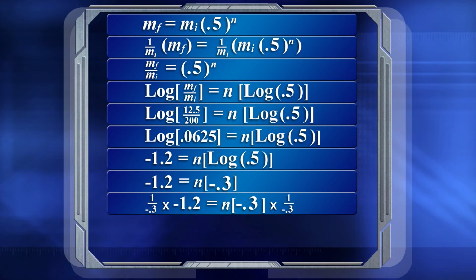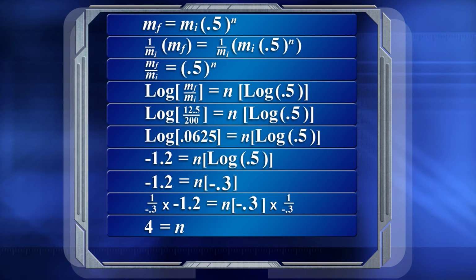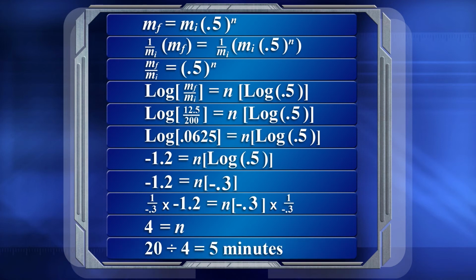We want to get n by itself, so we'll divide both sides of the equation by negative 0.3, which again is the same thing as saying multiply each side of the equation by 1 over negative 0.3, and that will get us n by itself, which we find to be 4. So that will tell us that 4 half-lives have passed. And we know that 20 minutes has elapsed, so we divide that 20 minutes by 4 half-lives, and we find that each half-life must have been 5 minutes.